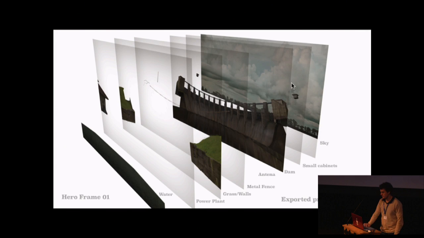So next step, export your matte painting into projection layers. I mean, everything that overlaps, everything that needs parallax, will be exported in a separate layer. So I exported the sky, these cabinets here, the dam itself, it was just in one projection layer, the columns and these towers here, the fence, the antenna, the walls, the grass, the power plant, there is a big house that is on the left, and the water.